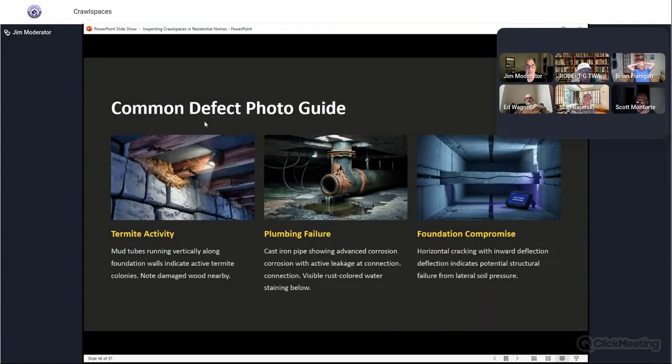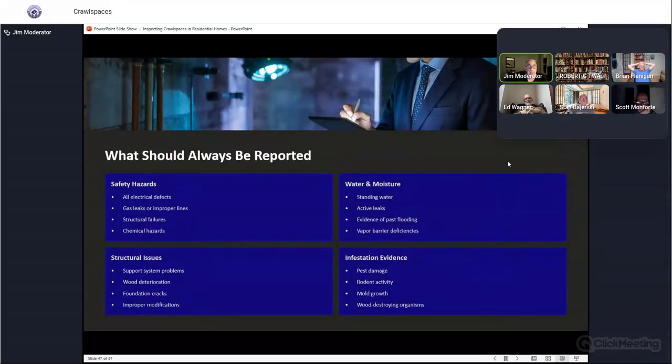Again, we're going to have a common defect photo guide. We want to have everything in the report and photographic evidence of it, of the termite activity, any kind of plumbing failures, and foundation compromise. Horizontal cracking, very important to point out. So we're going to get into a little bit of report writing. We've got about 5 minutes left.